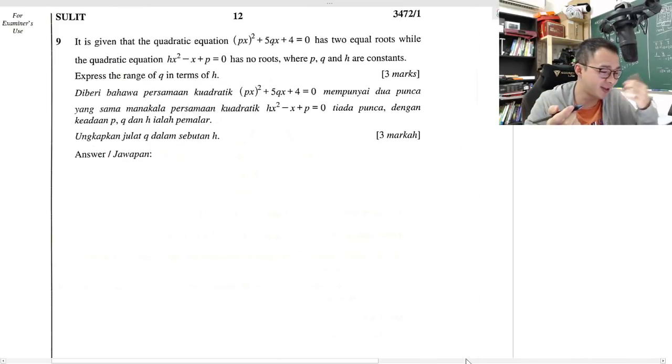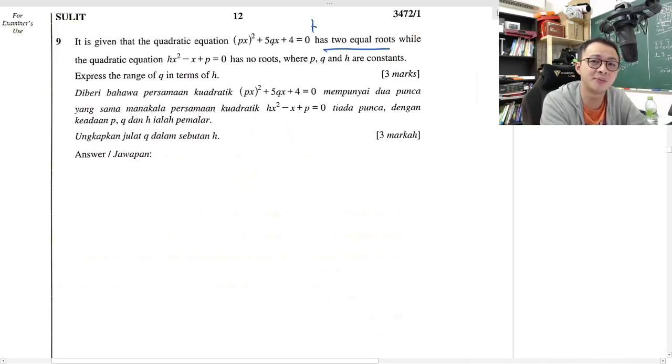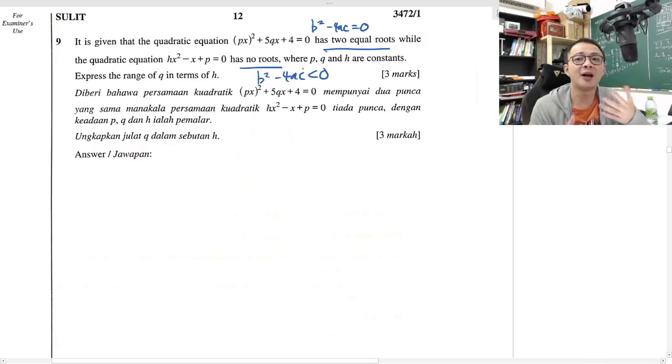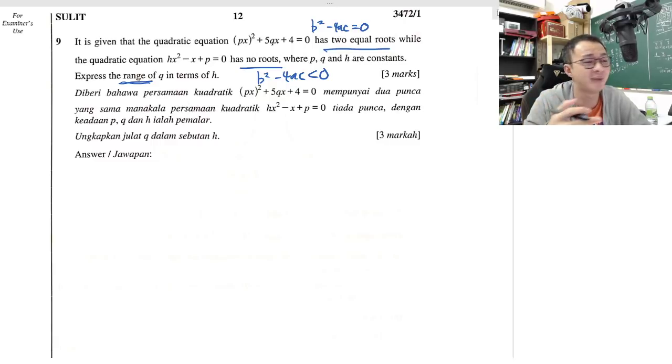So, okay, first thing is you need to form two equations, and then you need to connect the two equations. The information you have is two equal roots is b squared minus 4ac equals 0, and no root is b squared minus 4ac less than 0. Then I will see what I want at the end. Because what I want at the end, do you see the word range? That means my final equation must have the inequality sign, so my equation must be less than something or bigger than something.